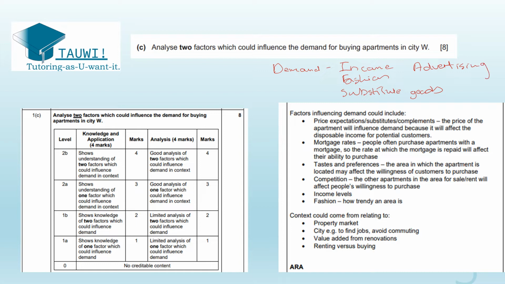Okay, in this case, we are in City W. So what could have increased the demand for buying apartments? Maybe there are more factories, more businesses coming into the city, more people are coming to City W. So the price expectation is that prices will go up. So this will make the demand in the short term higher. So now there's a higher demand because expected prices are increasing.